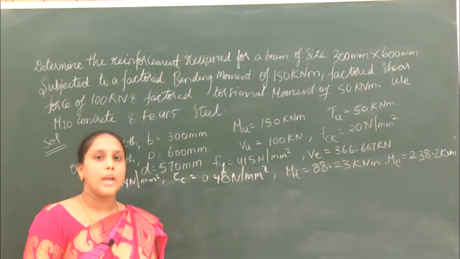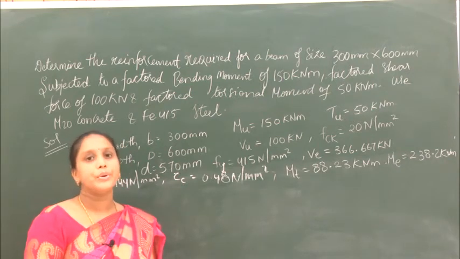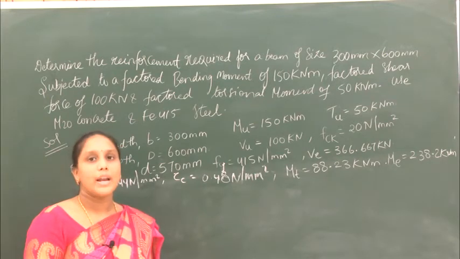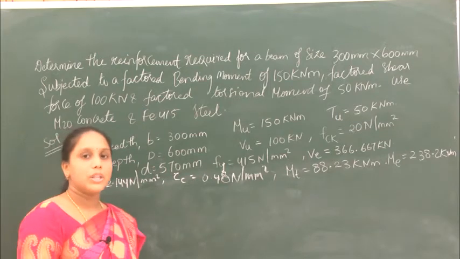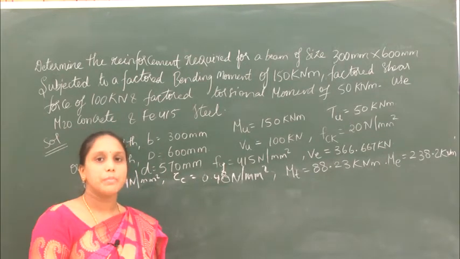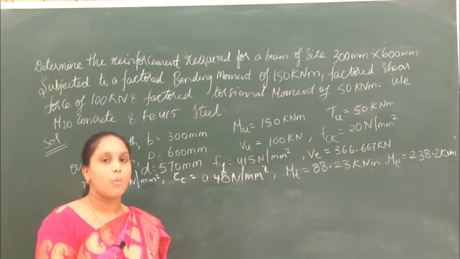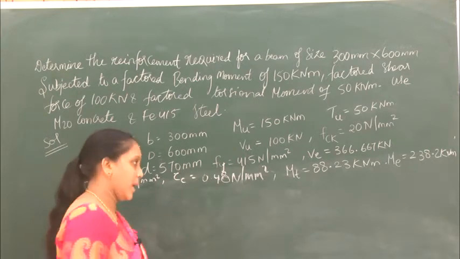Now what? Now we have to design the longitudinal reinforcement to resist the equivalent bending moment ME. So now what? Let us find out. The next step is to find out the area of the steel reinforcement required for resisting the equivalent bending moment.